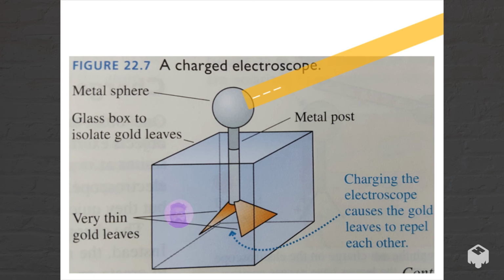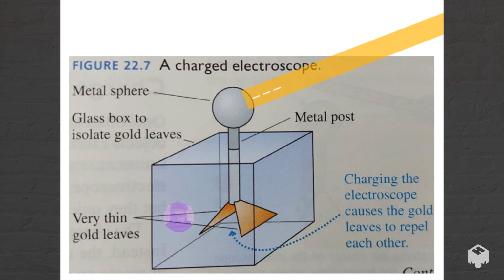Now, some of the electrons will get onto the golden leaves down below, and these electrons will repel each other. And if the leaves are together, as there are electrons on both leaves, they will repel each other and the leaves will move apart. And this is an indication for us that there is charge on the electroscope.